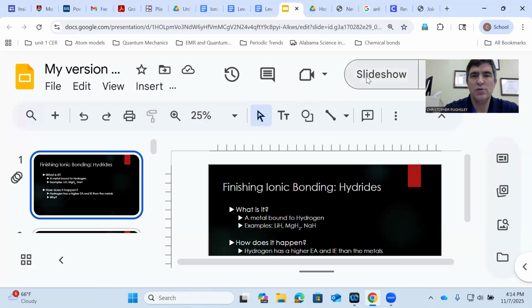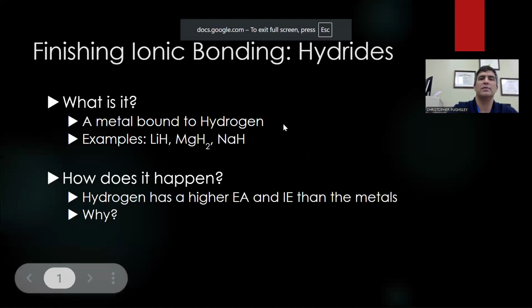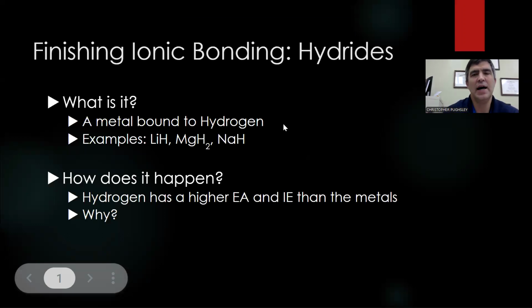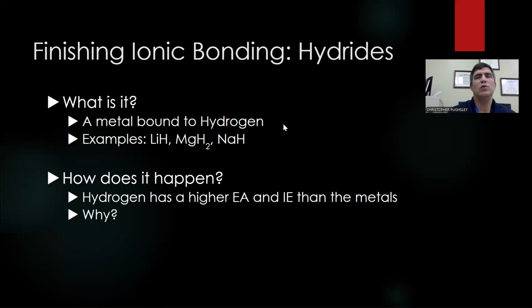All right, so starting off, we're covering hydrides. We said ionic bonds. What is an ionic bond? It's always between what and what? Yeah, if you said metal and non-metal, that's correct. Okay, and a hydride is where the non-metal is hydrogen.